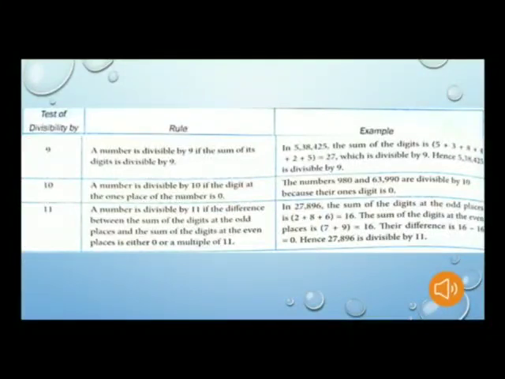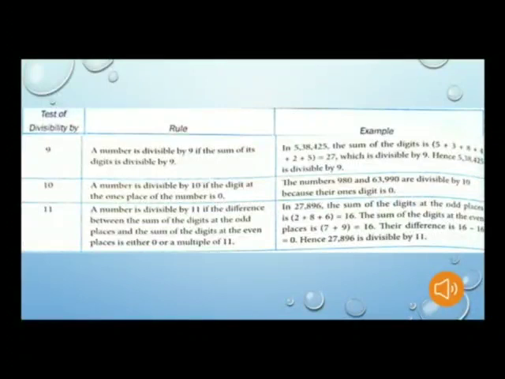Now, the next rule is test of divisibility by 10. A number is divisible by 10 if the digit at the ones place of the number is 0. For example, the numbers 980 and 63,990 are divisible by 10 because their ones digit is 0.